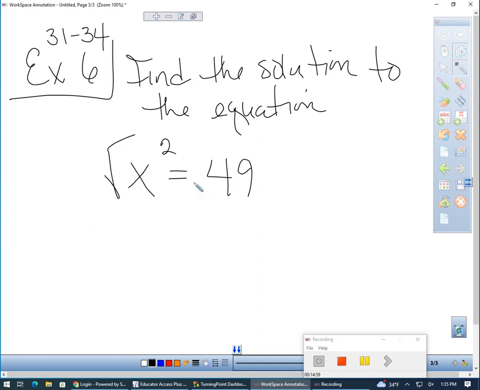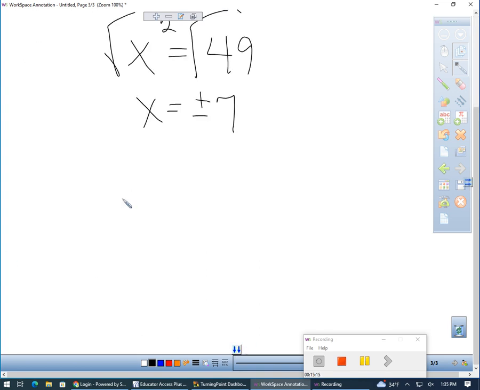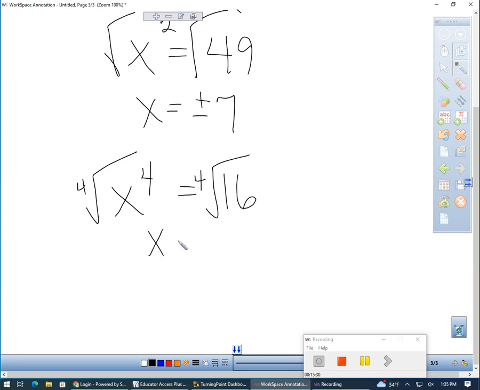Square root both sides, plus or minus 7. Okay? So when it's an even root, you're going to have plus or minus. Same thing if I had x to the 4th equals 16. I would take the 4th root of both sides, and we will get x equals plus and minus 2.